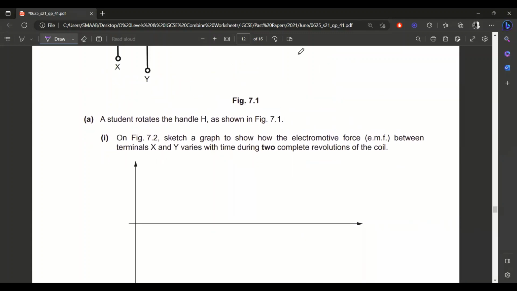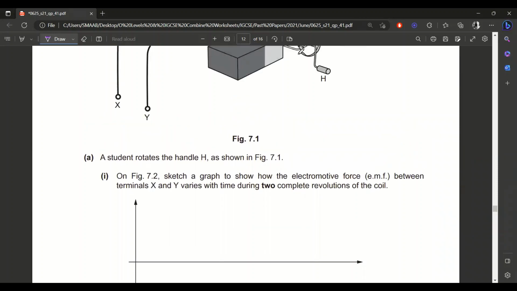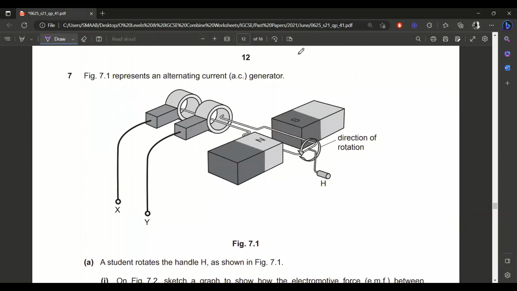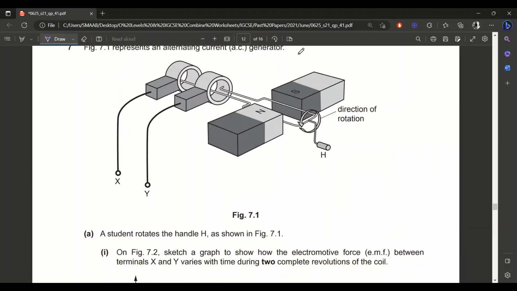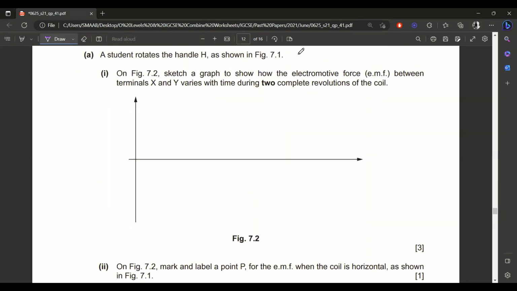of EMF between two terminals X and Y. And we are using AC and we need to complete it between X and Y for two rotations. Okay, so what will be the graph? First we need to label the axis. So the Y axis will be the EMF, and the X axis represents the time, because time is the independent quantity. So that's why time is always plotted on the X axis.